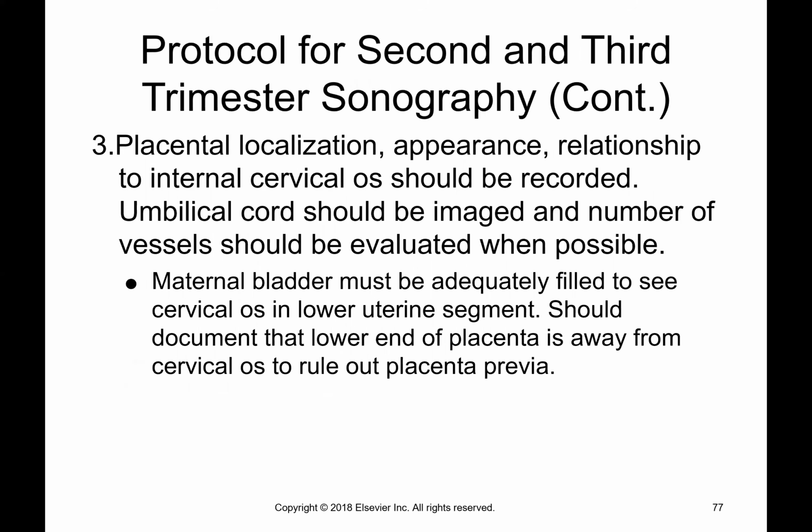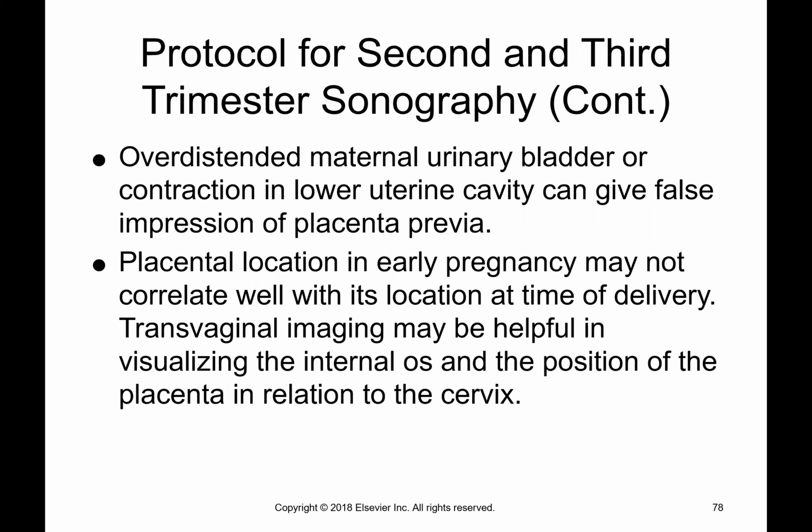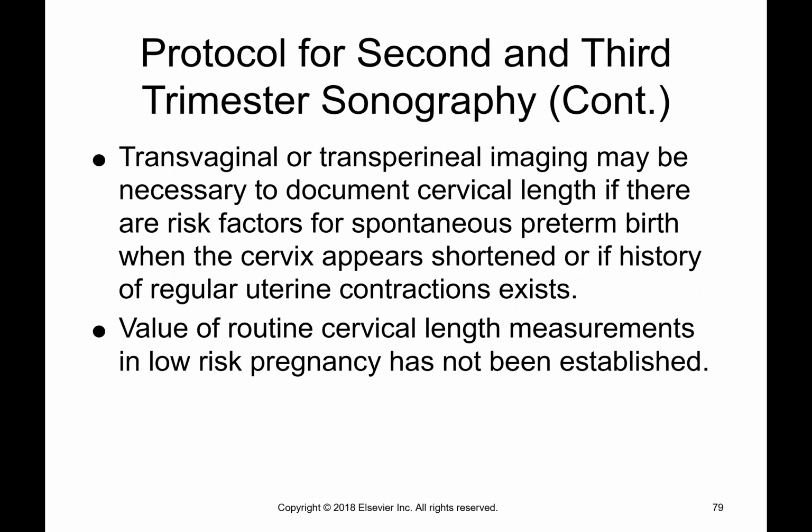The placental location, we want to look at that. We want to see if it's anterior or posterior, or where the placenta is. Sometimes if the urinary bladder is overdistended, it can make the placenta look like it's over the cervix, which we call placenta previa, which is not something we want. So you'll want to make sure the mom's bladder is not too full. Sometimes we have to do a transvaginal or transperineal ultrasound to document the cervical length.